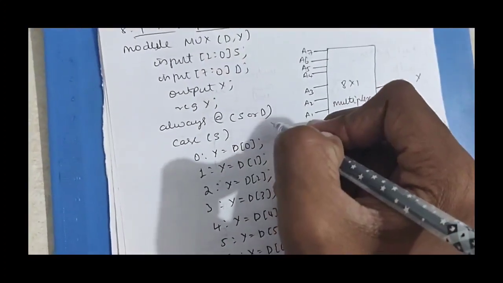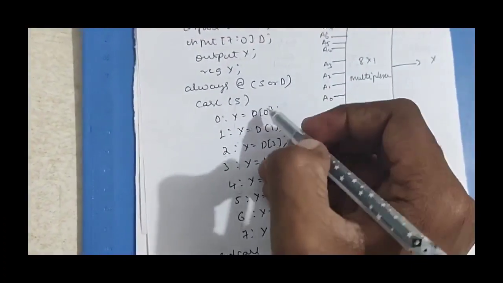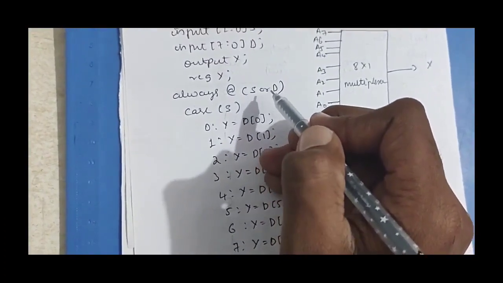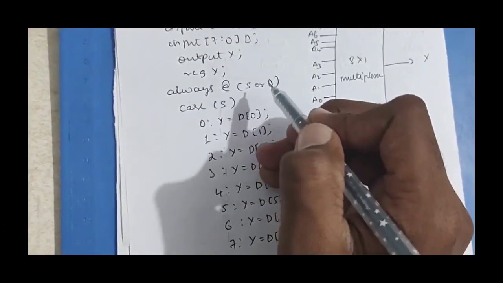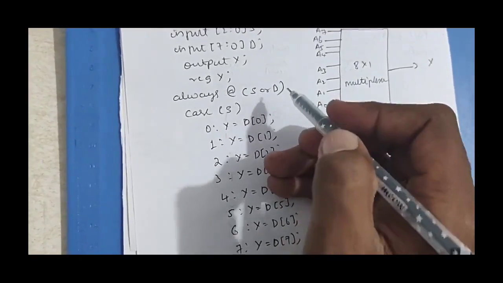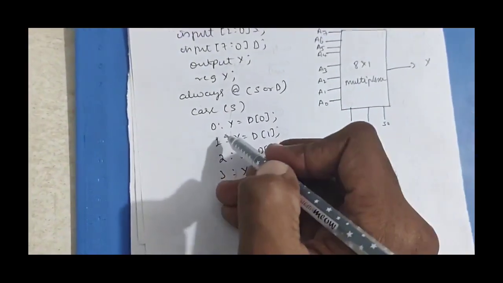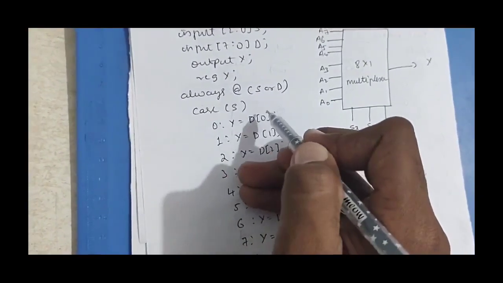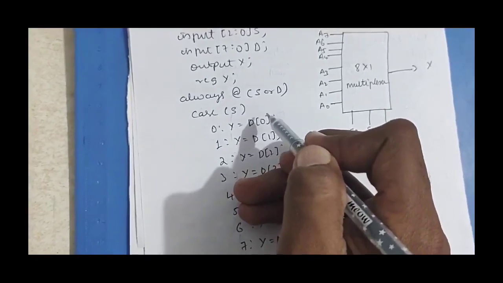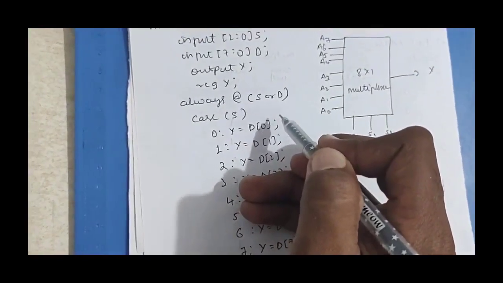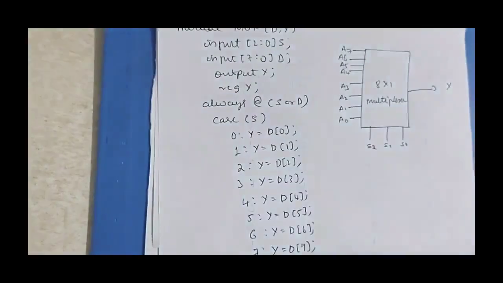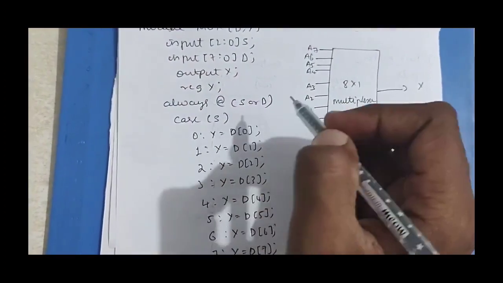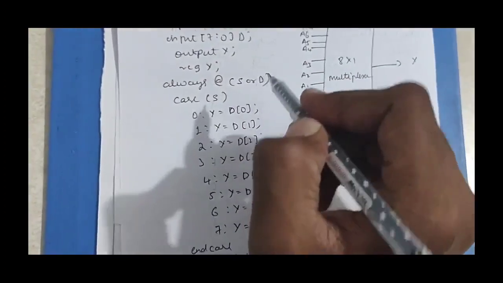Here always @(s or d) specifies that the logic statement should be triggered whenever there is a change in either the select lines or the data lines. Here case s initiates the statement based on the selection lines and the data line.